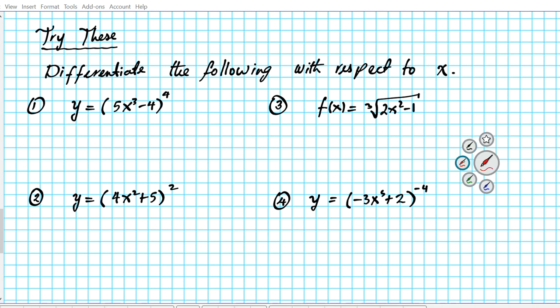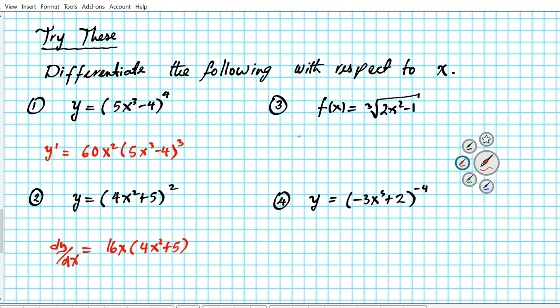Welcome back. Hopefully you had a chance to try these problems. Let's go ahead and show you what the answers are. For number 1, the derivative y prime, or dy dx, however you want to write it, is 60x squared times the quantity 5x to the 3rd minus 4 raised to the 3rd power. Number 2, the answer, dy dx, or y prime, is equal to 16x times the quantity 4x squared plus 5.